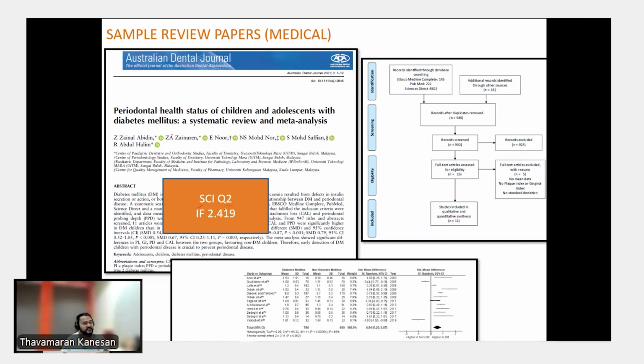So this is SCI Q2, impact factor 2.419. Okay. If you observe here, apart from the normal diagrams, they also have something called a tree chart. Tree chart is what reports meta-analysis, what reports all the statistical analysis. Okay. Normally, let's say you move from point A to point B, systematic review. If you have more information, then you move from point B to point C for meta-analysis.